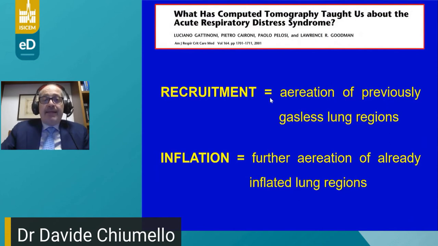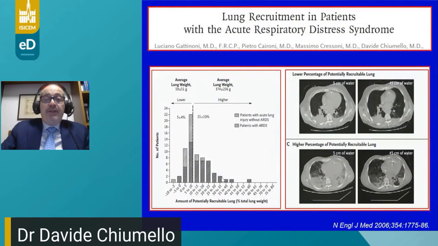And lung CT scan can help to discriminate and to understand the possible presence of recruitment, that is defined as the aeration of previously gasless lung region compared to simple inflation, that is the further aeration of already inflated lung region. What is important to understand is the different behavior of lung recruitment, because these patients with different amounts of lung recruitable present a different response to PEEP.